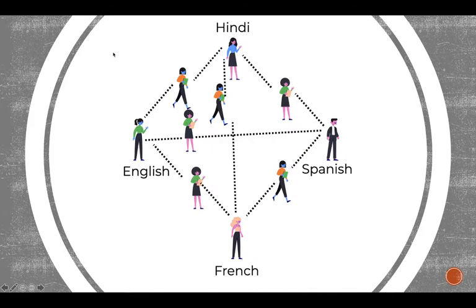They hired a few translators. From person A to person B, they hired one translator. This translator knows both English and Hindi. Same from person B to person C, they hired one translator. This translator knows both Hindi and Spanish. In this way, they hired multiple translators and they are able to communicate with each other.